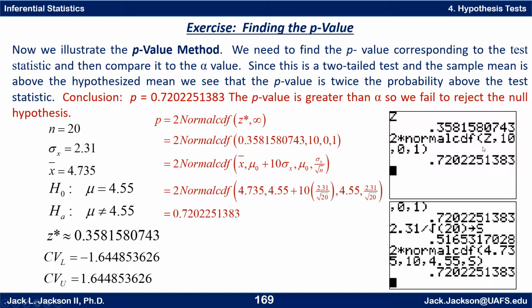Here in the calculator I did it the first way, and at the beginning and down at the bottom I did it the second way. Okay. And let's see what we've got here. So anyway, that's what we got, 0.72. Now that's a big p-value. That's way bigger than alpha, so we definitely do not have enough evidence to reject the null hypothesis.